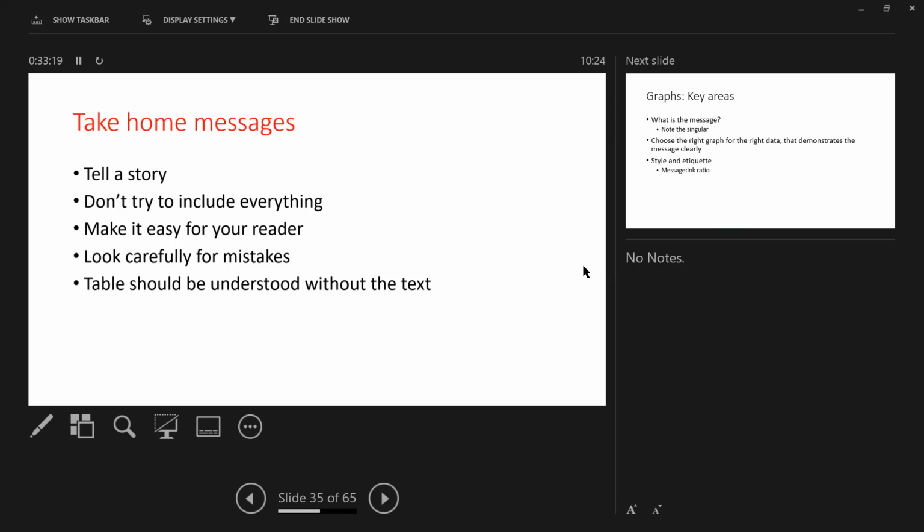A good table, you should be able to give it to someone and they should be able to understand exactly what you've done and to recalculate your results as well. So the data should be there. Don't give proportions without giving numbers in a table, for example. So this is just a few tips around tables.